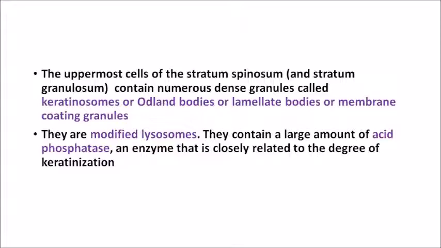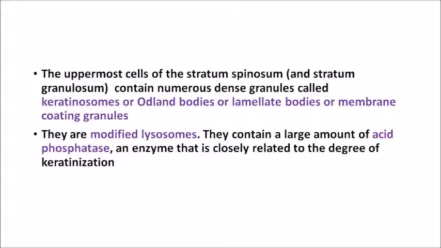Coming to an important question, the uppermost cells of the stratum spinosum and the stratum granulosum contain numerous dense granules known as keratinosomes or Odland bodies or lamellate bodies or membrane coating granules. This is a question which has been asked repeatedly. So, which cell layer possesses keratinosomes or Odland bodies or lamellate bodies or membrane coating granules? The uppermost layers of the spinosum and the granulosum layer, both these layers will show these structures. The structure has 4 names: keratinosomes, Odland bodies, lamellate bodies, membrane coating granules.